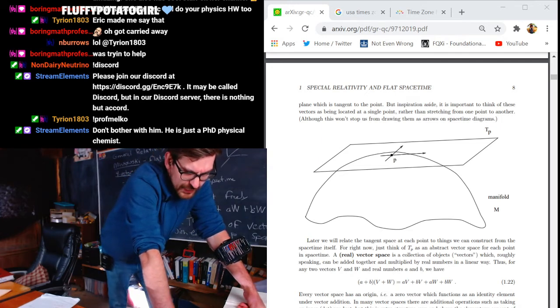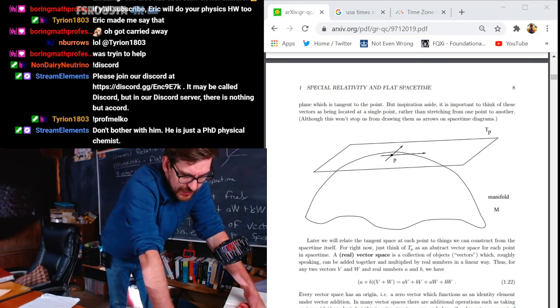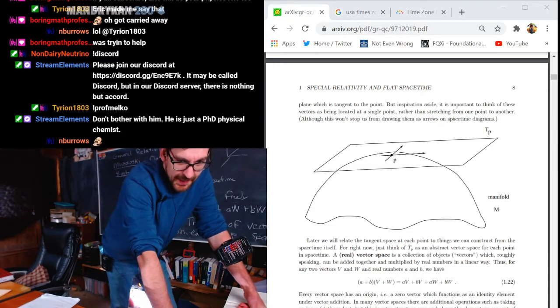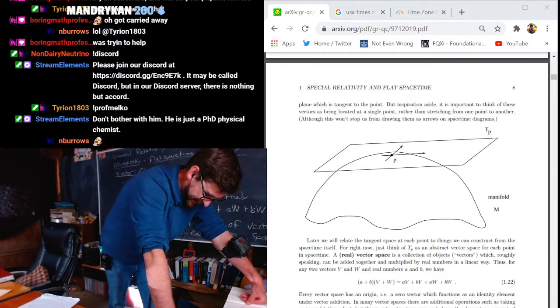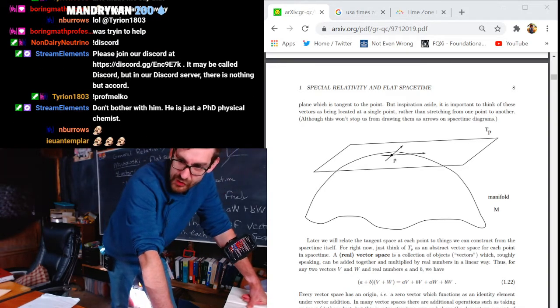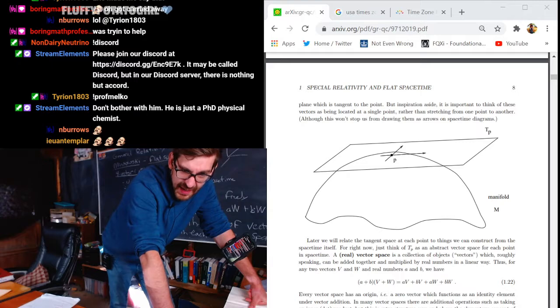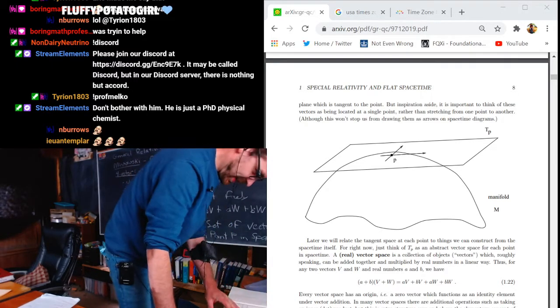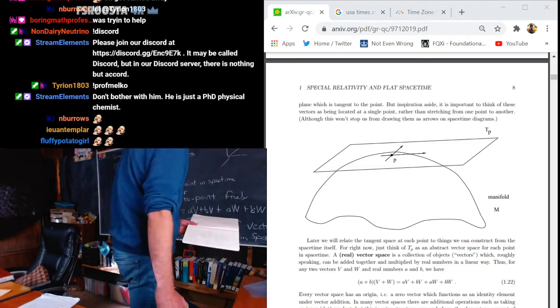For right now, just think of T_P as an abstract vector space for each point in space-time. Yeah, this one's hard for me. But as far as I'm just treating it like a vector space right now, and I think that's okay. Anyways, we'll see what happens.